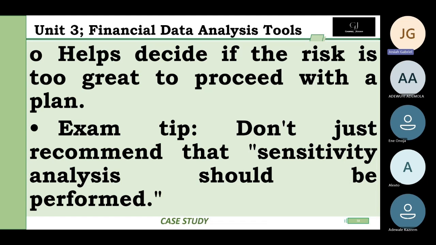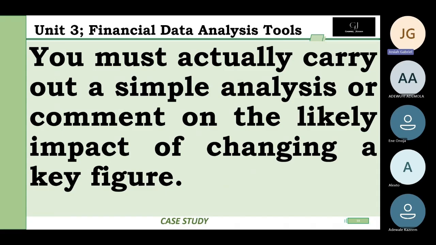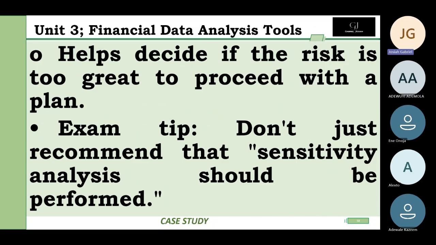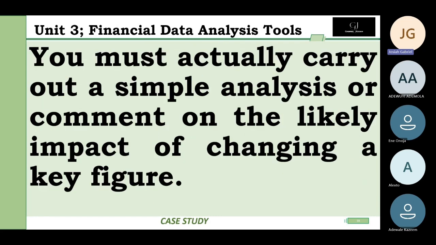So for the case study exam, there's a tip here. The examiner said, don't just recommend that sensitivity analysis should be performed. Don't do that. You must actually carry out a simple analysis or comment on the likely impact of changing a key figure. Take note of that. Don't just recommend in any of your conclusions that sensitivity analysis should be performed. I think I've looked at almost the last 22 diets. You hardly see such recommendations, and it's discouraged for you to do that. So you need to perform a simple analysis or comment on the likely impact of the sensitivity analysis you want to perform.